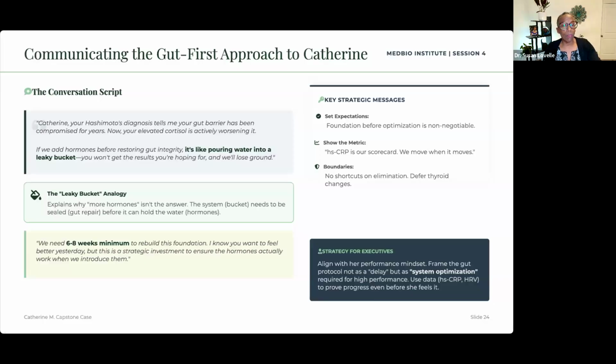And here, these are some of the things that you can actually say. Talking about Hashimoto's, explaining to her that an autoimmune diagnosis doesn't mean the problem is just in her thyroid. It means that most likely her gut barrier has been compromised for years. Explaining that cortisol is making it worse. Okay, explaining why, if you give hormones, like giving more thyroid hormone or anything, you're pouring water into a leaky bucket. It's just not going to do what it should. And this is why, the leaky bucket analogy.